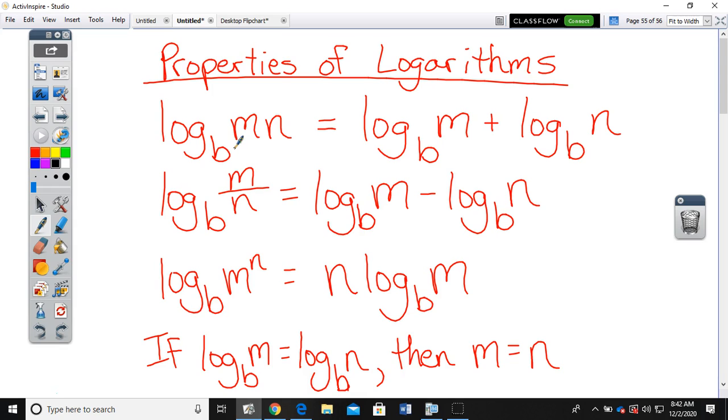Same thing here. When you're dividing, what do you do with the exponents? You subtract them. Same thing. You can subtract the two logs. You can make them from one log into two logs, or you can combine two logs into one big log.